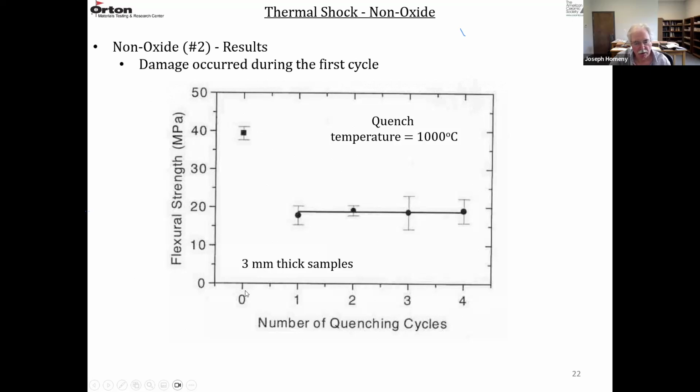So flexural strength versus the number of quenching cycles from 0 to 4. And this was for a quench temperature of 1,000 degrees C on a 3 millimeter thick sample. So here's your initial strength, and then your quenching after 1, 2, 3, and 4 cycles. And the strength didn't change because the amount of damage that occurred all basically took place in the first cycle.